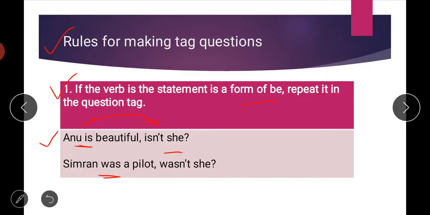Then, Simran was a pilot, wasn't she? Here we had is in the earlier sentence, so we used isn't, and here we have was as the helping verb in the sentence, so we have used the word wasn't. Similarly, you have to be careful: according to the helping verb used in a sentence, you have to make the tag. For positive statements we make negative tags, as you know, so wasn't she is the right tag for this statement.